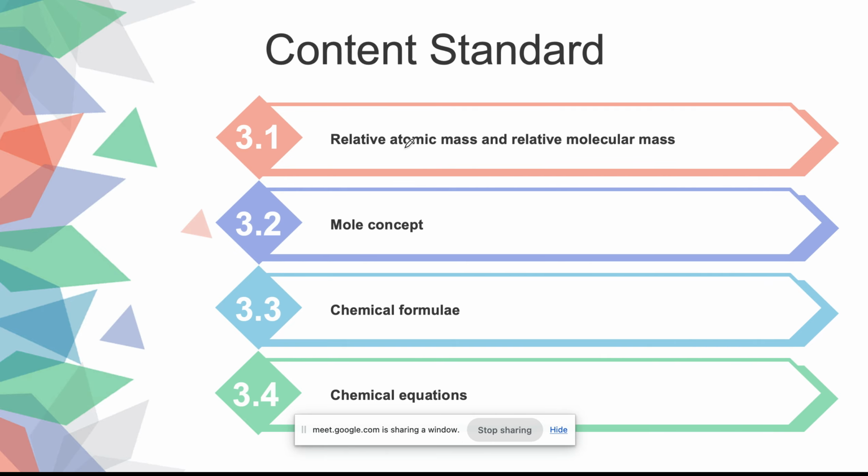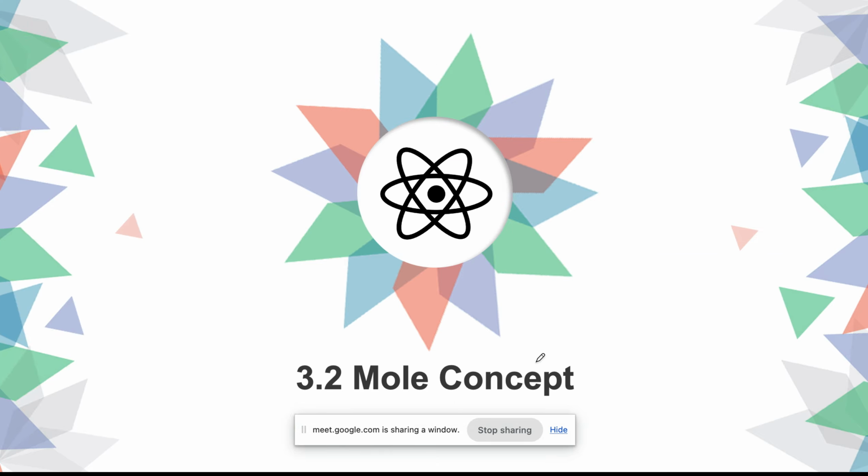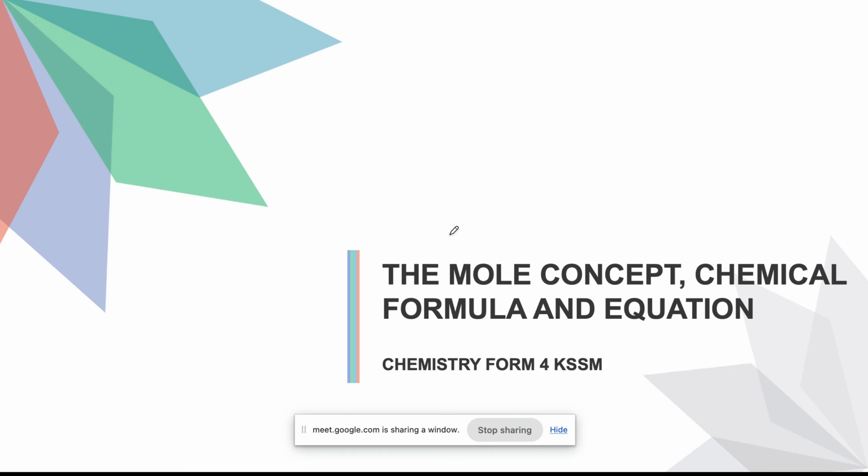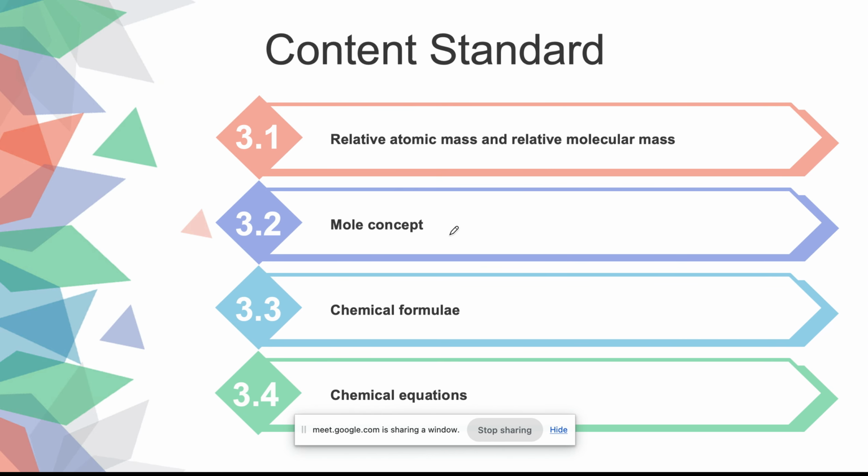Here we'll be covering the relative atomic masses and relative molecular masses of atoms. Then the next one will be the mole concept itself, and then chemical formulas and their chemical equations. Now let's take a look at the second one, which is the one we're looking at today, the mole concept. The chapter covers the mole concept, chemical formula, and chemical equations. So we're covering mole concept 3.2, chemical formula 3.3, and chemical equation 3.4.